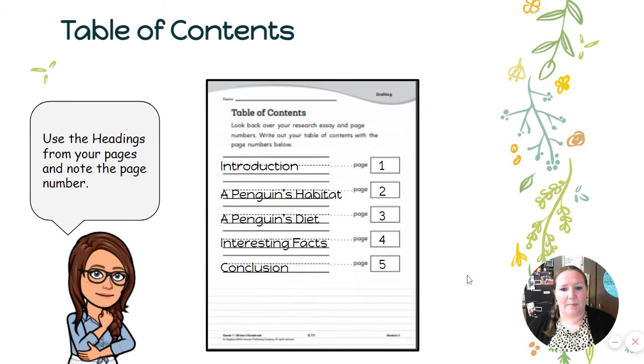Then I went through and numbered the pages to match up with the order of my pages in my book. So my introduction is the first page, that's page 1. Penguin's habitat is my second page, page 2, and so on.